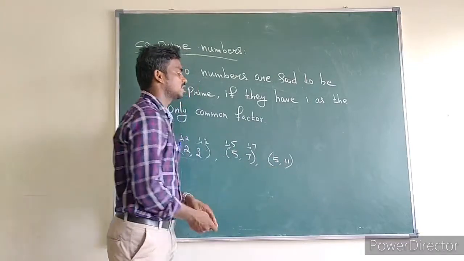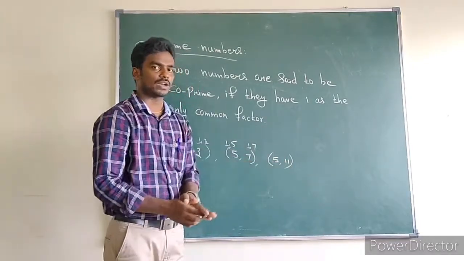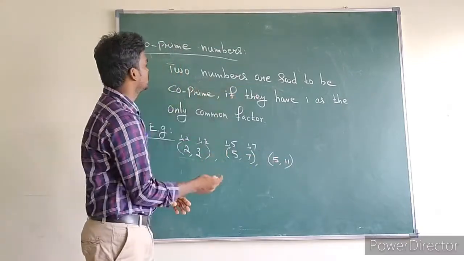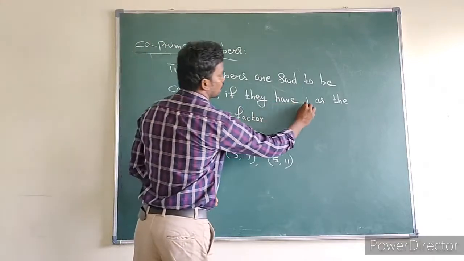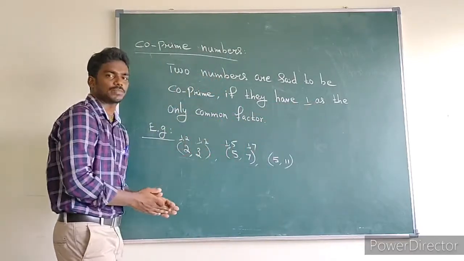So 5 and 11 is also the same. 5 has the factors 1 and 5. 11 has the factors 1 and 11. The common factor of 5 and 11 is 1. So, two numbers are said to be co-prime if they have 1 as the only common factor. So, this pair of numbers is co-prime.